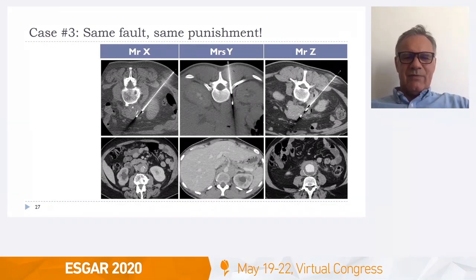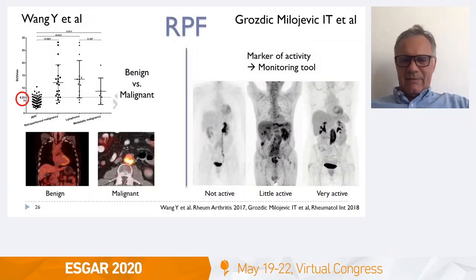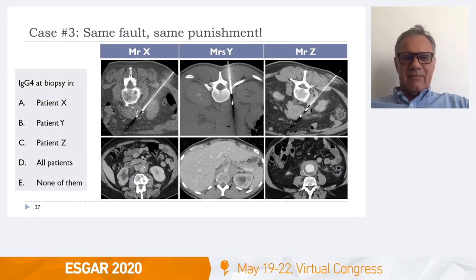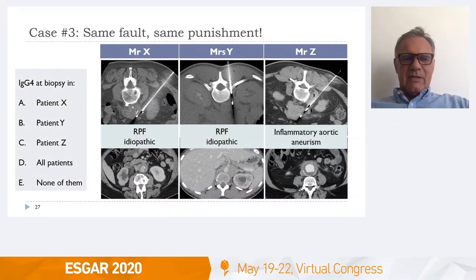Okay, so let's move to the answer. So in the two first patients, we had only idiopathic retroperitoneal fibrosis. And of course, I think most of you have identified in the third one that it was inflammation around the abdominal aneurysm.